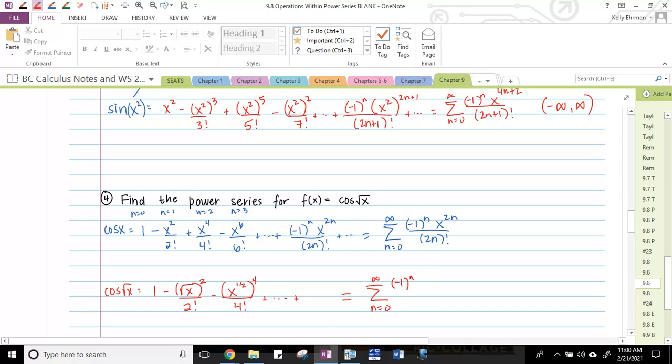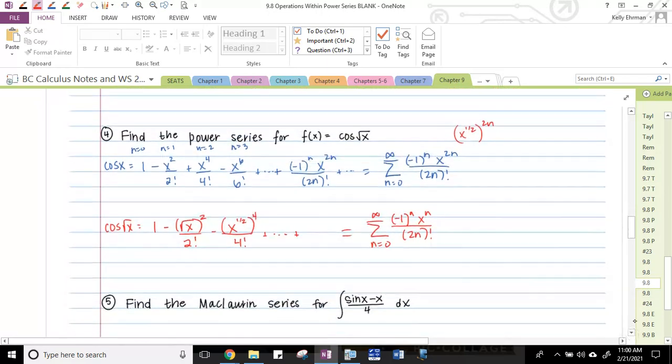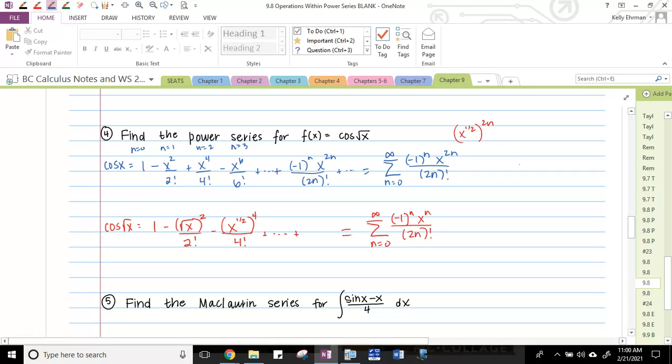When I plug an x to the 1/2 and raise it to the 2n power, 1/2 times 2n becomes x to the n. It's still over 2n factorial, right? Because this is going to be x over 2 factorial. This is going to be x squared over 4 factorial. The next one would be x to the 3rd over 6 factorial. So we can see that that's happening. The interval of convergence for cosine is all real numbers. And since I've only used algebra and plugged values in, no derivatives or integrals taken, the interval of convergence stays the same.